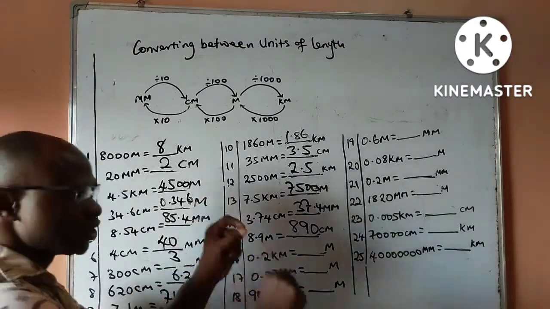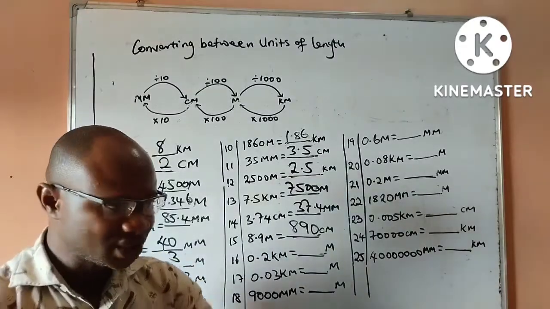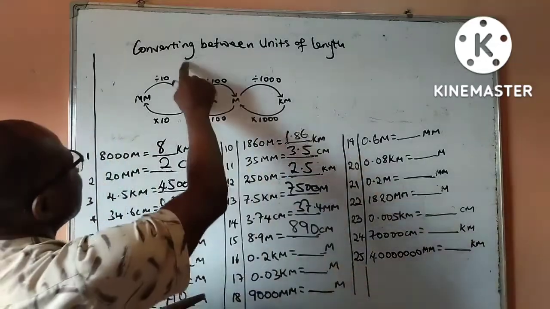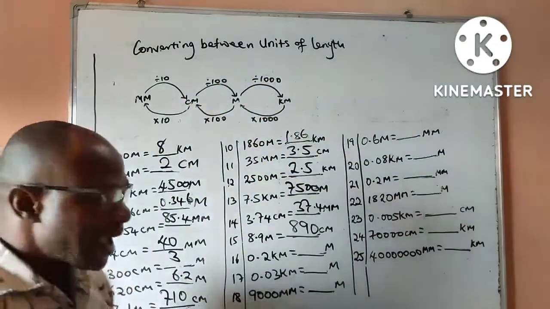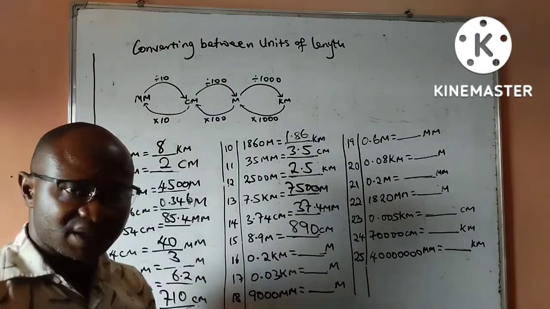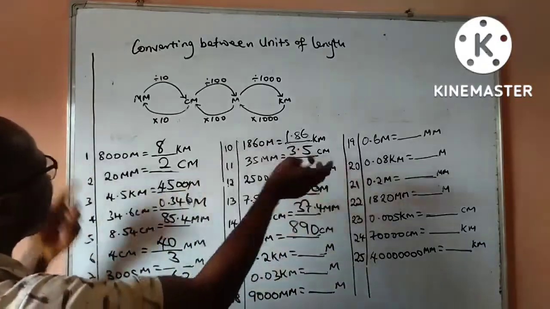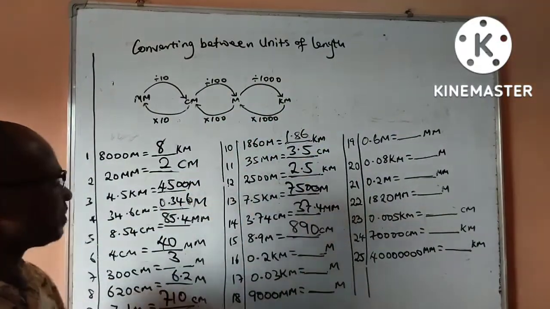We are changing between units of length, from one unit of length to another. Still units of length. Converting between units of length. How do we switch it? How do we convert from one unit of length to another? It is very easy. We simply play around with 10, 100, and 1,000, dividing and multiplying. As simple as that.